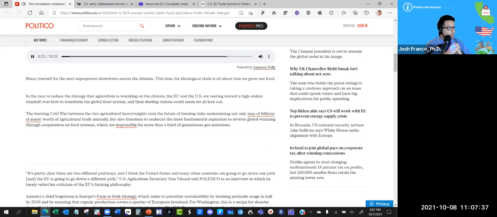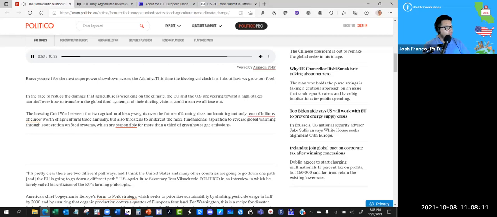In the race to reduce the damage that agriculture is wreaking on the climate, the EU and the US are veering toward a high-stakes standoff over how to transform the global food system, and their dueling visions could mean we all lose out. The brewing Cold War between the 2 agricultural heavyweights over the future of farming risks undermining not only tens of billions of euros worth of agricultural trade annually, but also threatens to undercut the more fundamental aspiration to reverse global warming through cooperation on food systems, which are responsible for more than a third of greenhouse gas emissions.